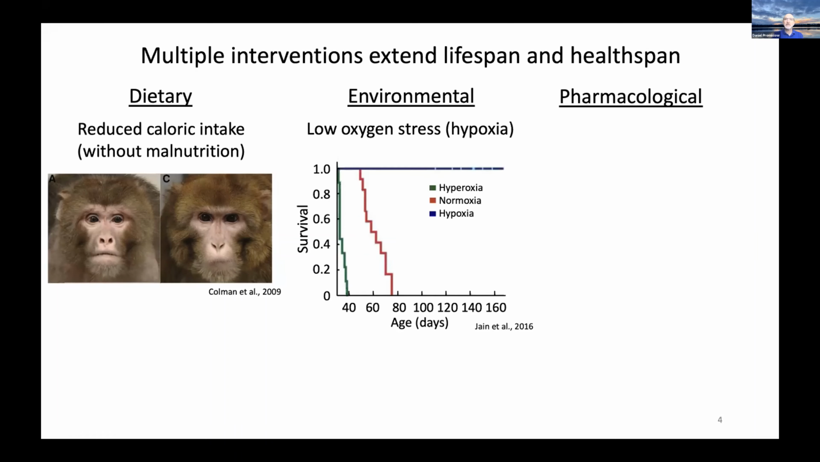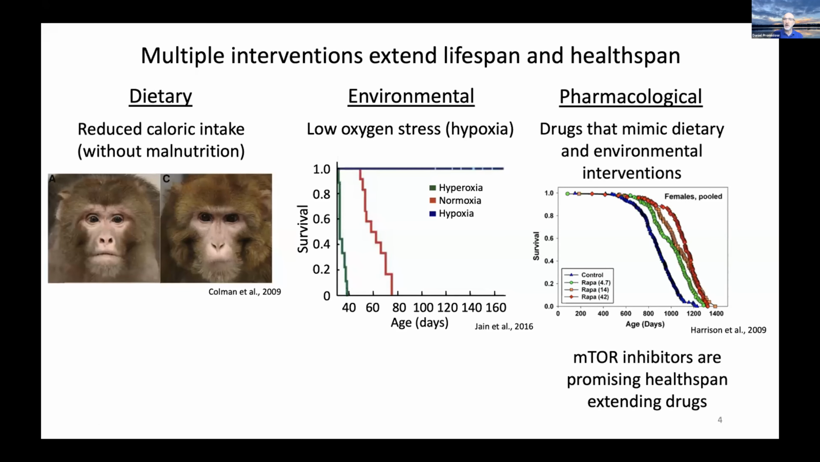There are all kinds of environmental factors. These are data from NDUFS4 mice. This is a complex 1 mutation in the electron transport chain. These NDUFS4 knockout mice have a very short lifespan, a matter of days, under normoxia. Under hypoxia, when they reduce oxygen tension, you can see that these mice actually live considerably longer.